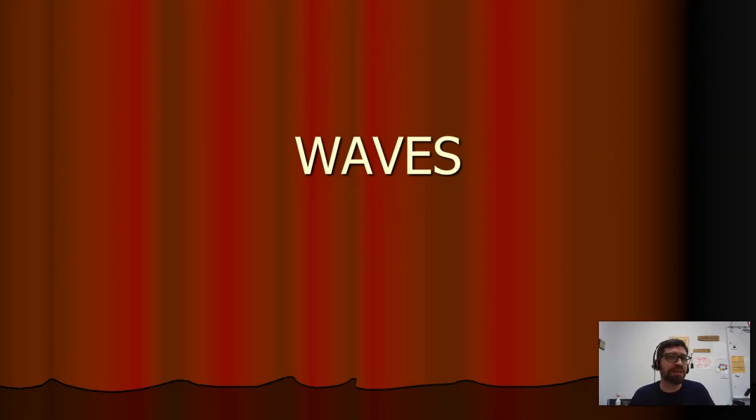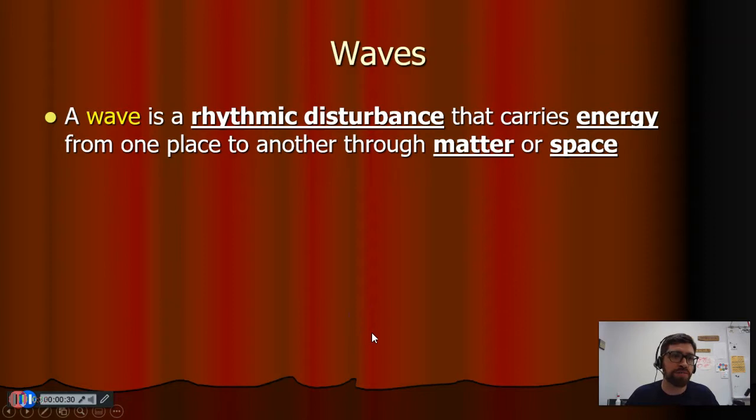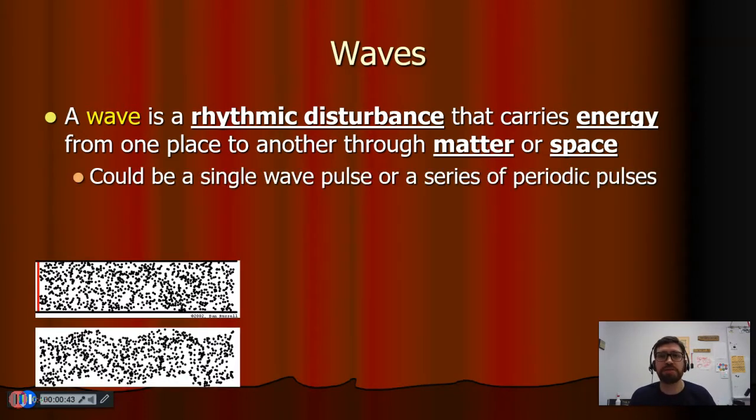What we're going to talk about today applies to sound waves, water waves, light waves, waves on a rope. Anything that moves in a wave, this stuff today is going to be true about it. So let's just define a wave first. A wave is simply a rhythmic disturbance, rhythmic being in a rhythm, that carries energy from one place to another through matter or space.